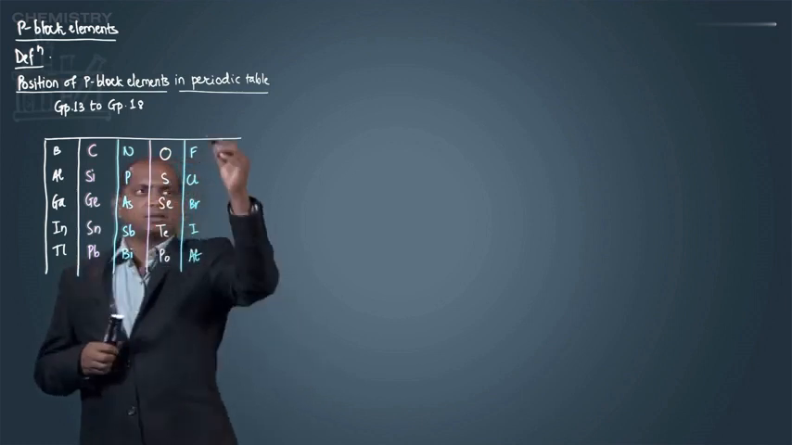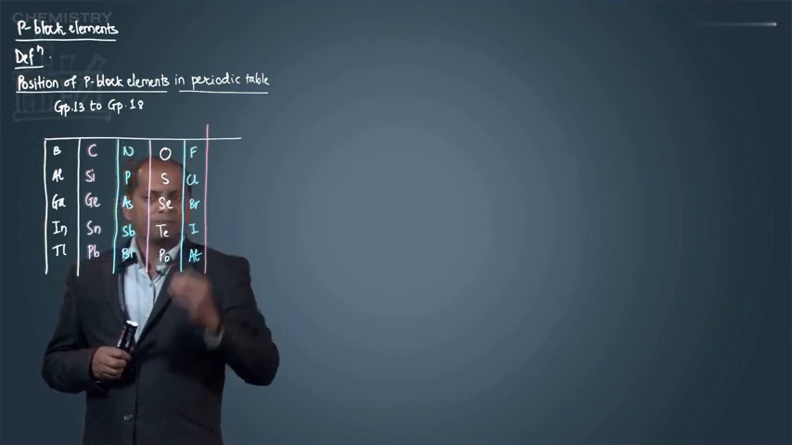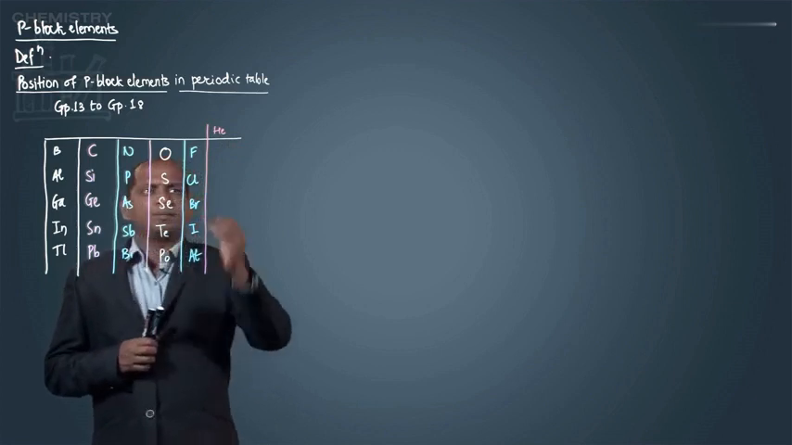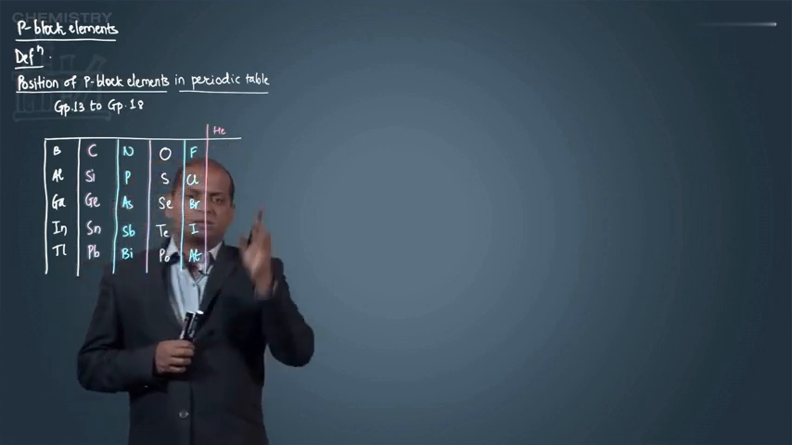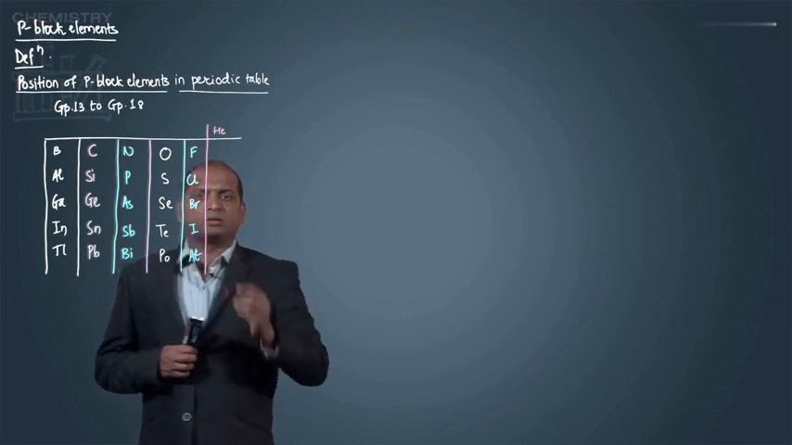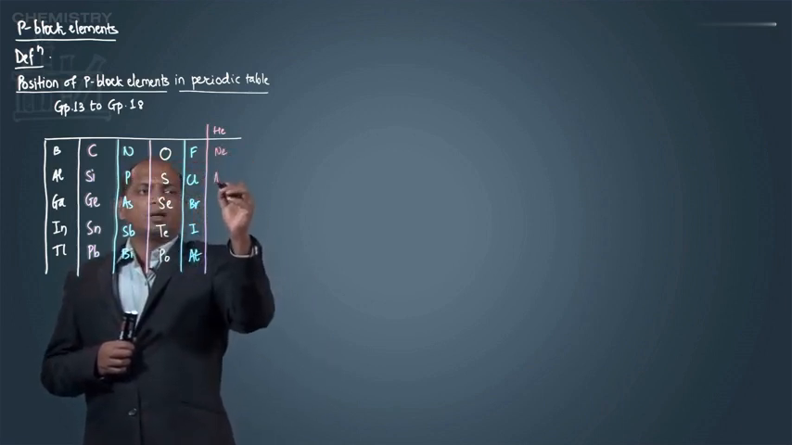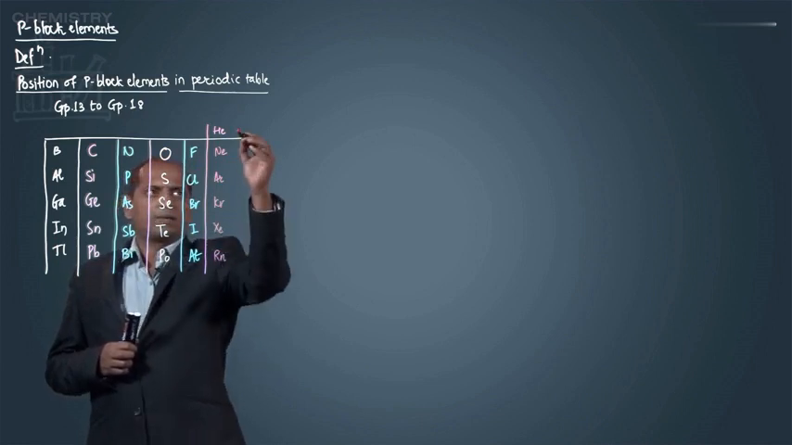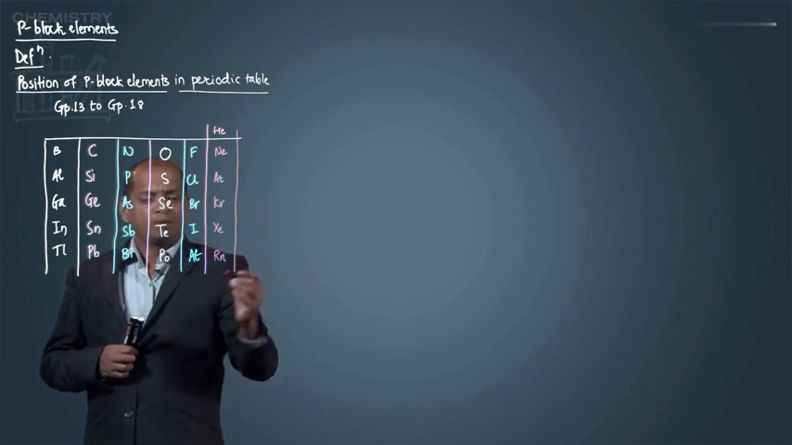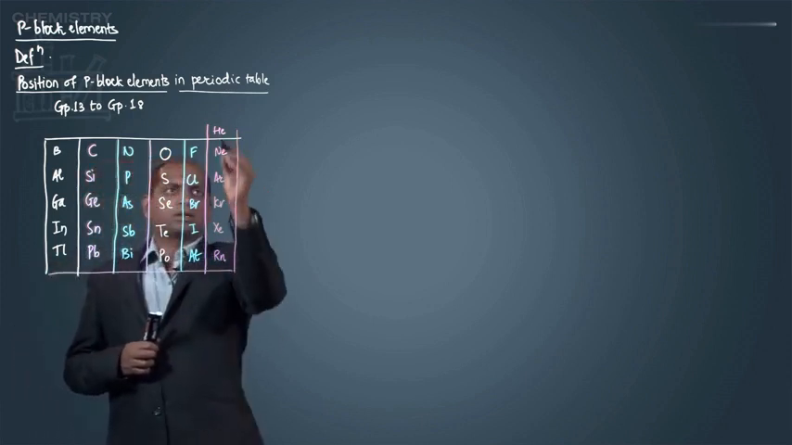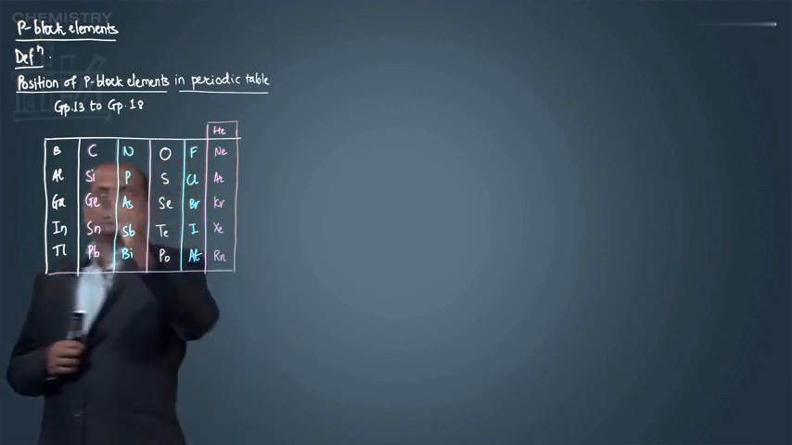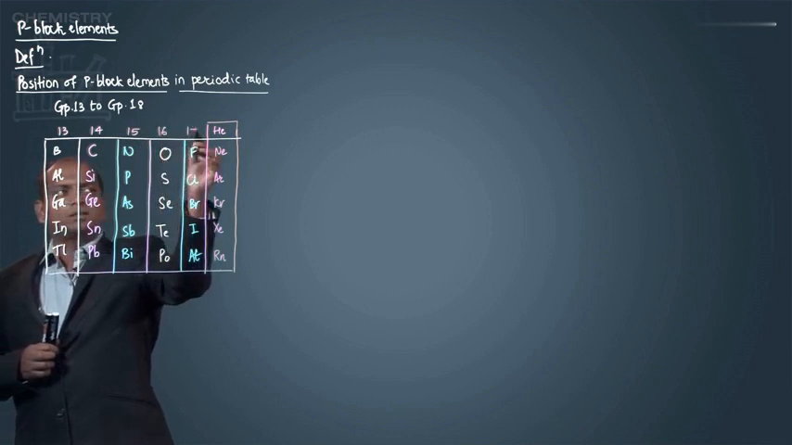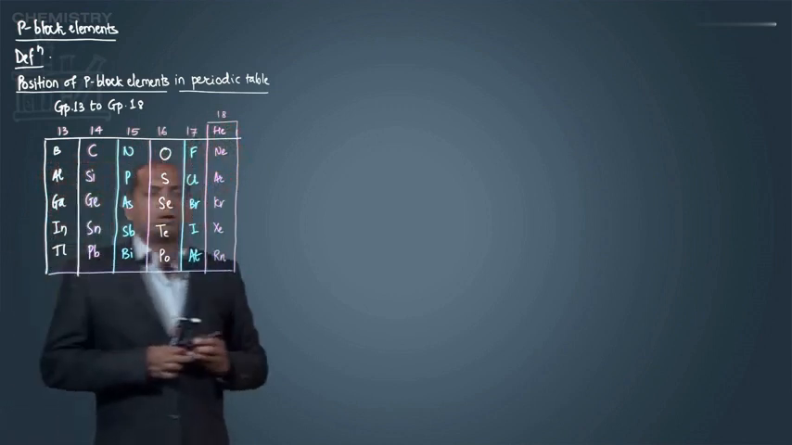Then we have inert gases. Helium is not a p block element, but since it is an inert gas, it is kept in the last group 18. So, neon, argon, krypton, xenon and radon. So, these are the elements which are called p block elements. So, this is 13, 14, 15, 16, 17 and 18. It is also called the zero group.